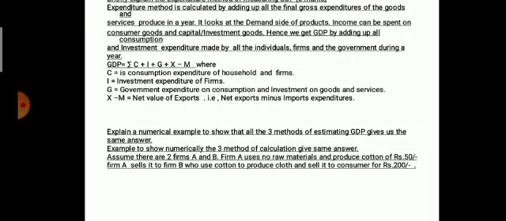Now we begin to explain a numerical example to show that all the three methods of estimating or calculating GDP give us the same answer. Now we have seen what is income, product and expenditure method. The same you need to explain taking an example with numerical figures and show that all the three methods come to the same conclusion, that is the GDP is the same whichever method is used for calculation.